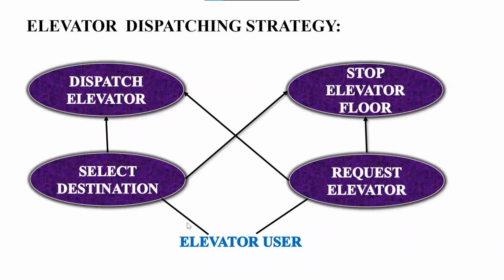Elevator dispatching strategy. When a person gives a request to the elevator to come to a particular floor, the elevator first selects the destination, and it will move to the floor from which it is getting the request, and at that floor it stops and opens the door and moves to the state wherever the user wants to move.